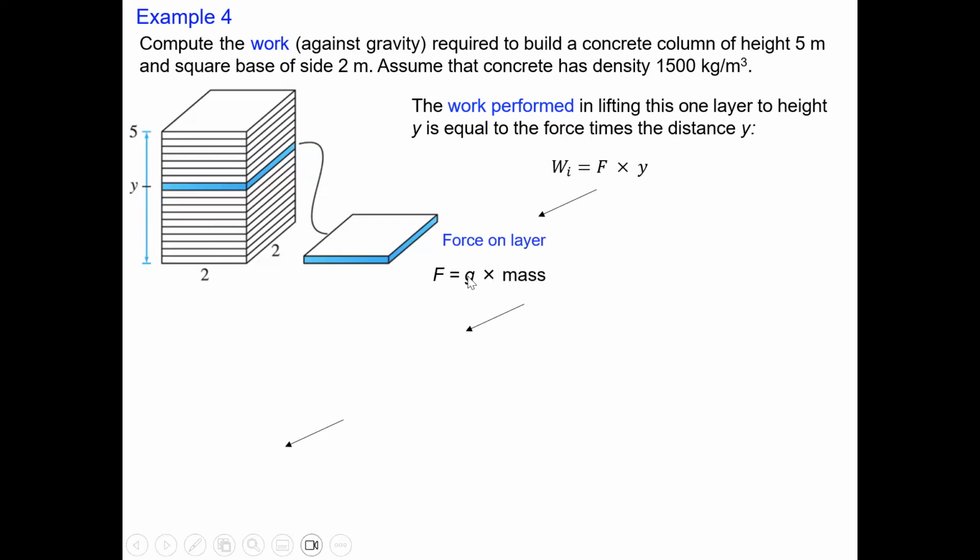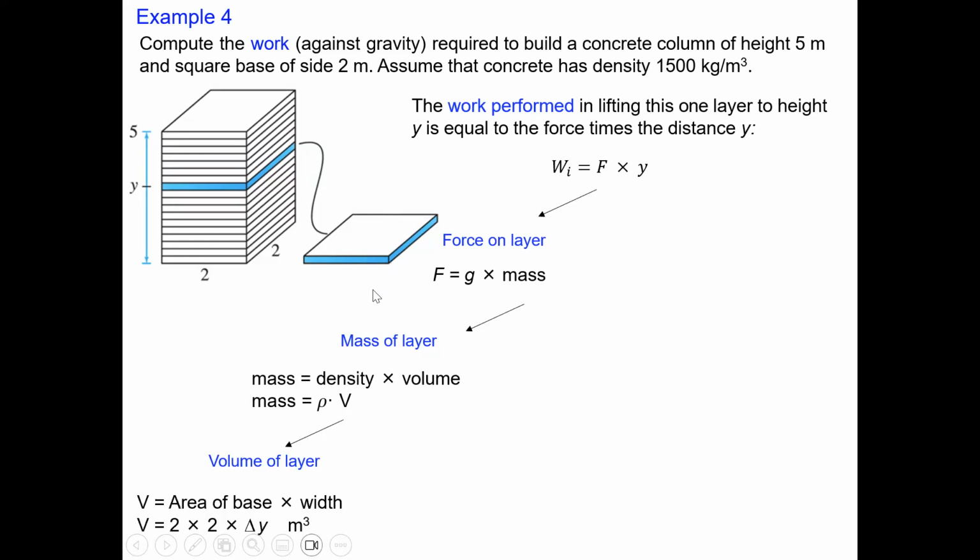Now the force of the layer is basically mass times g, acceleration due to gravity. The mass of the layer depends on the density. We need the density and the amount of that layer: density times volume. And also the volume of that layer. The layer looks like a rectangular box, length times width times height.